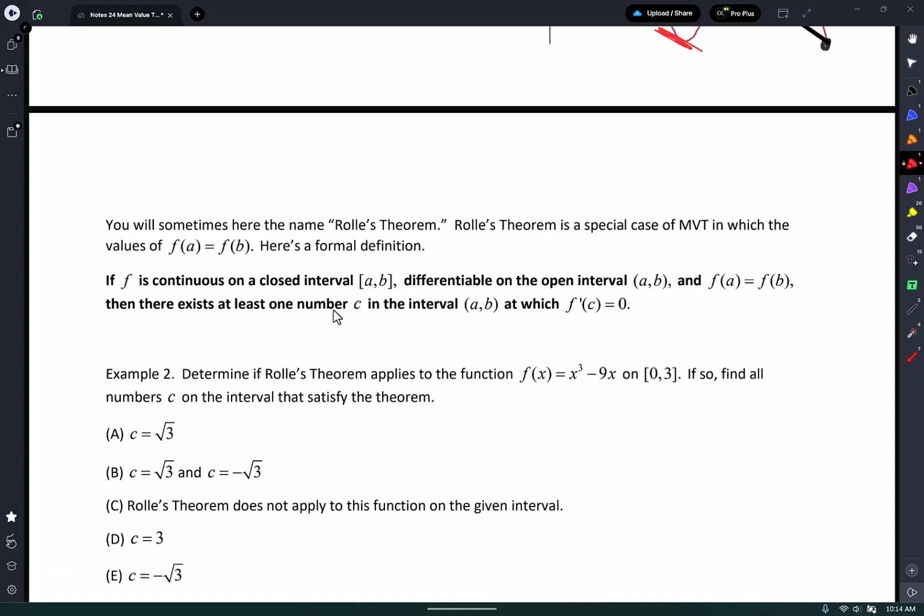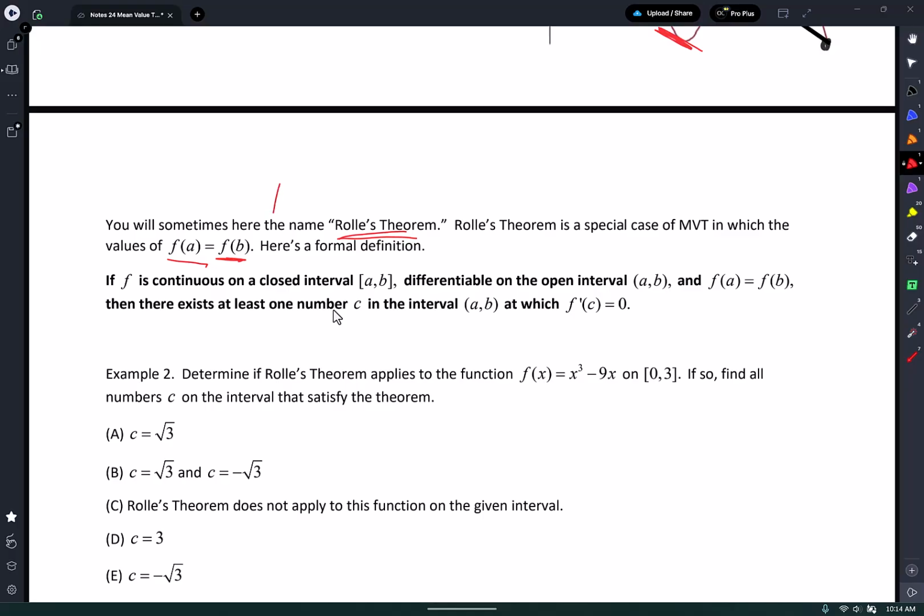All right, Rolle's theorem. It's a special case of mean value theorem. All Rolle's theorem is that the instantaneous rate of change is 0. I probably should have changed my notes here because I make it look like it's 0. It says you will sometimes hear the name Rolle's theorem. Rolle's theorem is a special case of MVT, of mean value theorem, in which f of a equals f of b. Well, of course, if the y values are the same, then that means that my slope is 0.